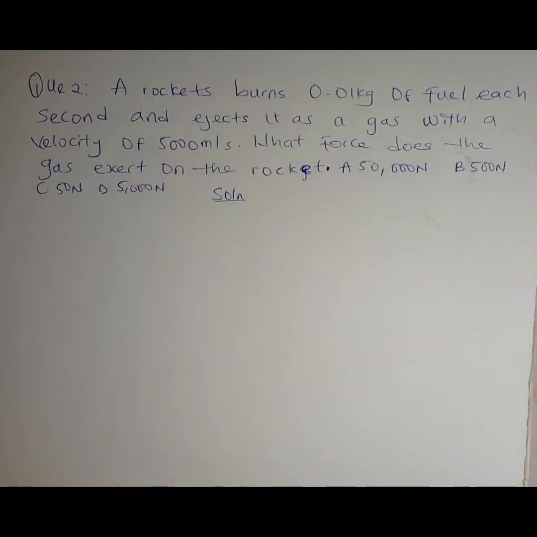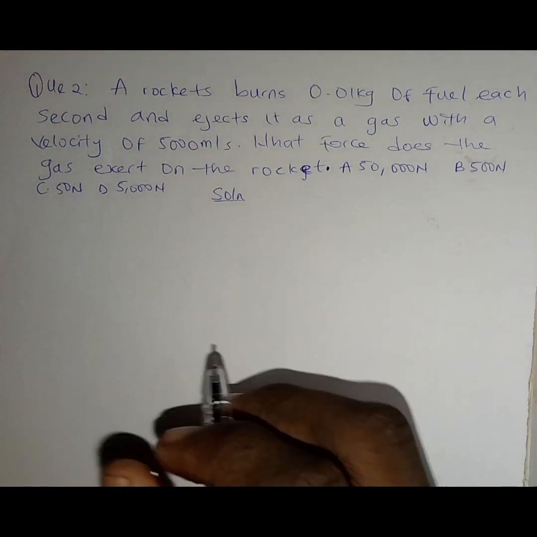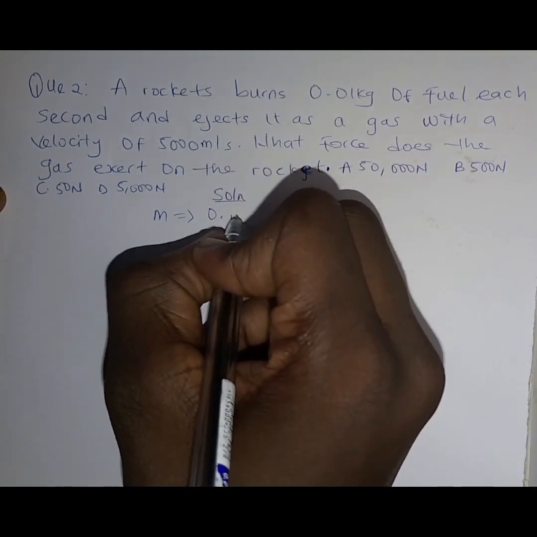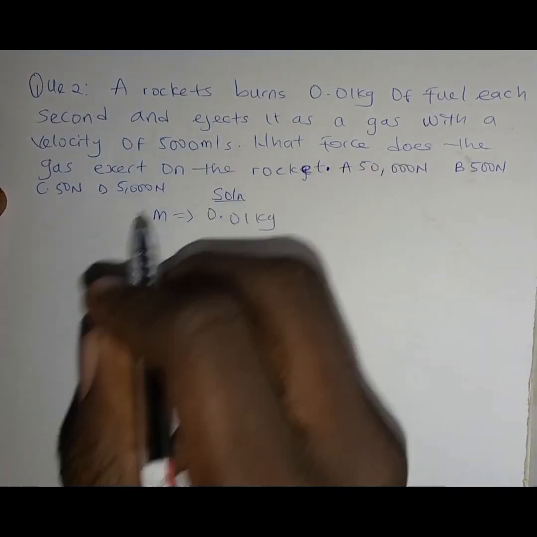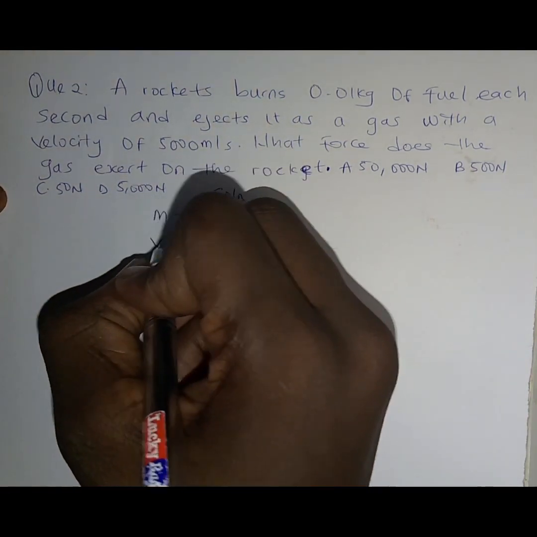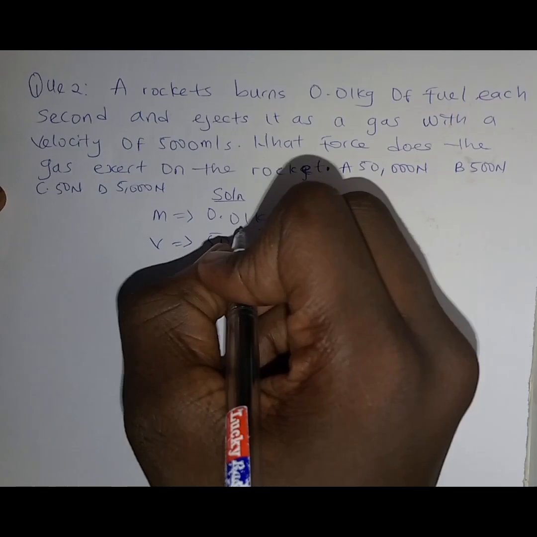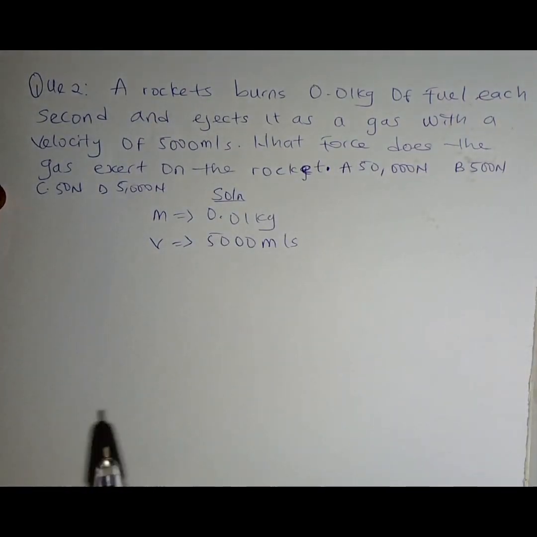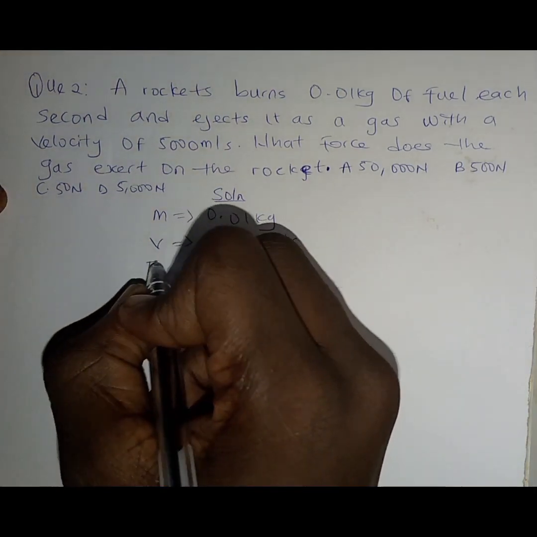Now welcome back to the case 2 question. A rocket burns 0.01 kg of fuel, so therefore the mass of fuel burnt is 0.01 kg each second, and ejects it as a gas with a velocity v. What force does the gas exert on the rocket, F?